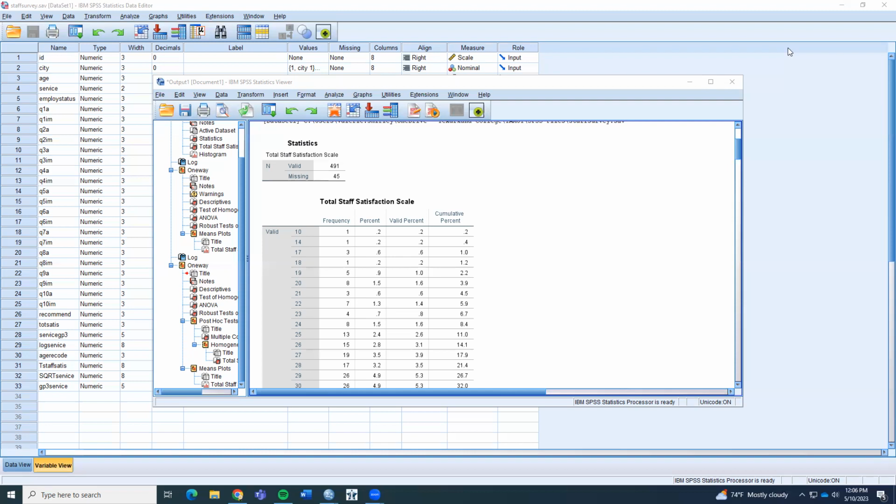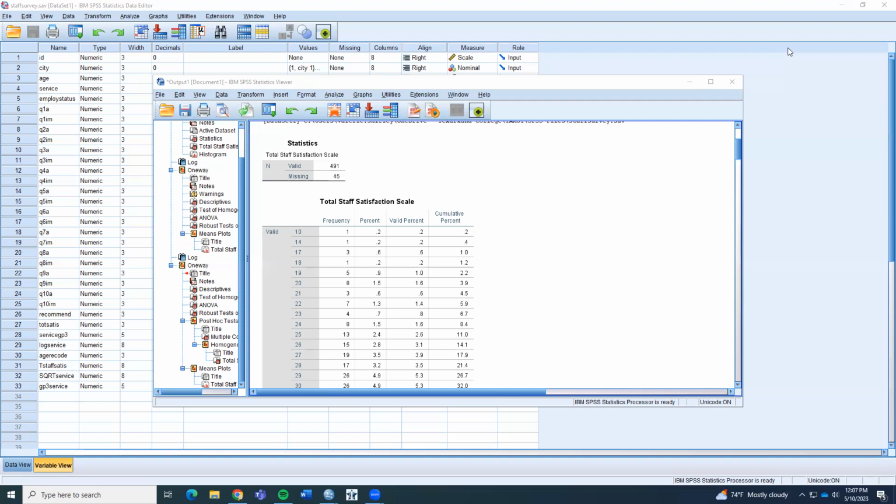So our first assumption, random samples. The sample is not random because all staff members were asked to participate, but there are more than 30 participants, and so it is robust. So we can move forward. Number 2 was the independence of cases. Each staff member responded individually without influence, so that assumption is met.